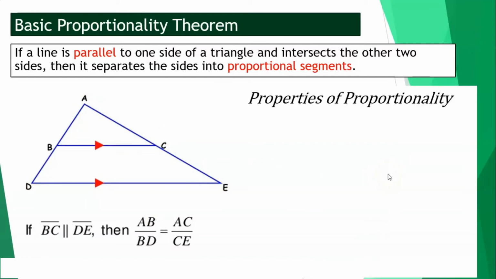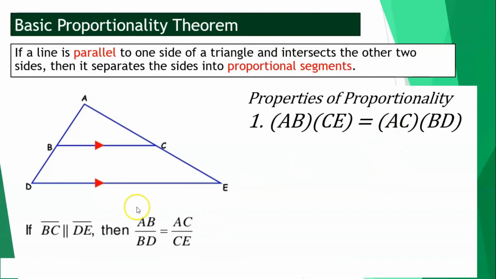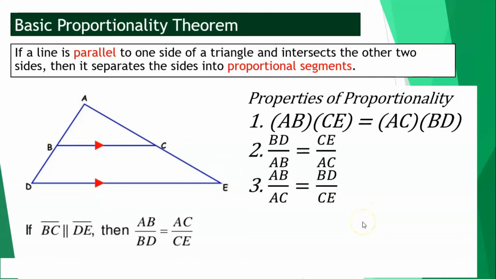Now, making use of the different properties of proportionality, from here, we can derive this one. Cross multiplying, we will have AB times CE is equal to BD times AC. So we can derive it from here. Again, we can reverse this: BD over AB is just the same as CE over AC. Another is alternating the means or the extremes. In this case, we have AB over AC is the same as BD over CE. So take note of this.